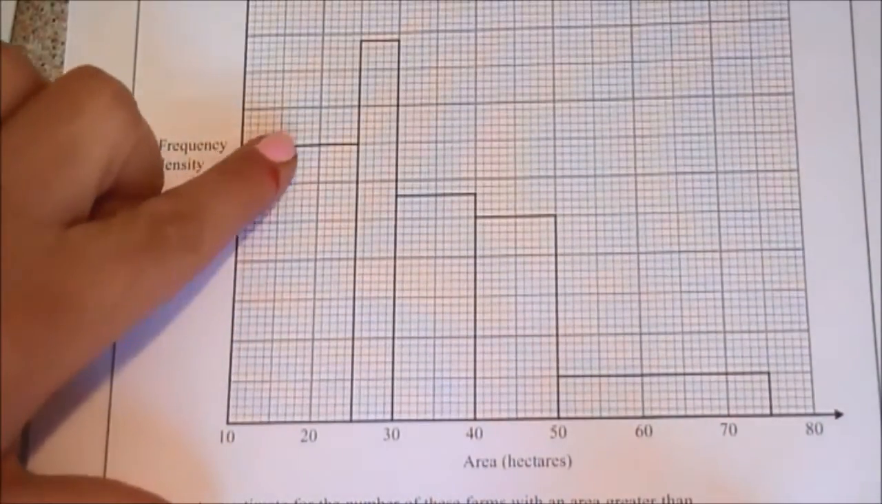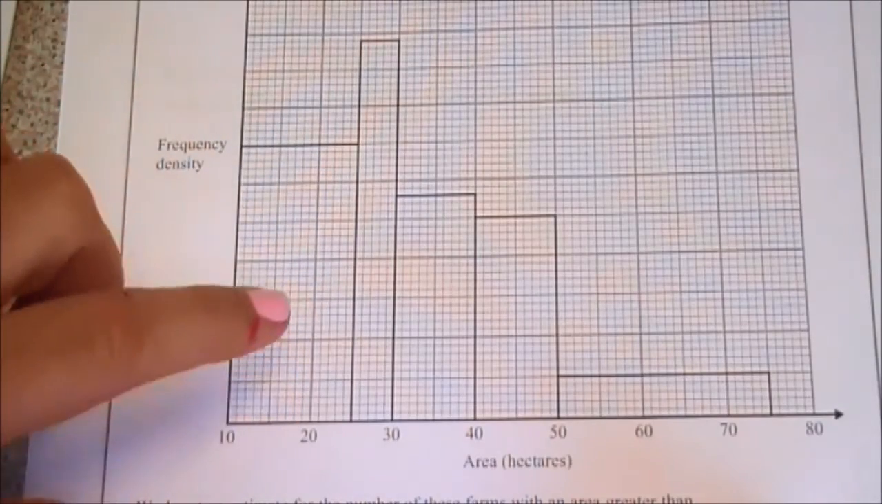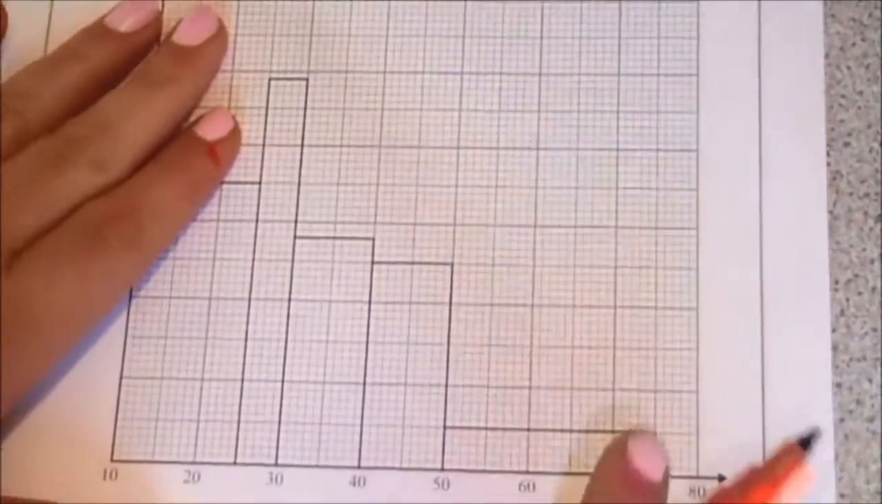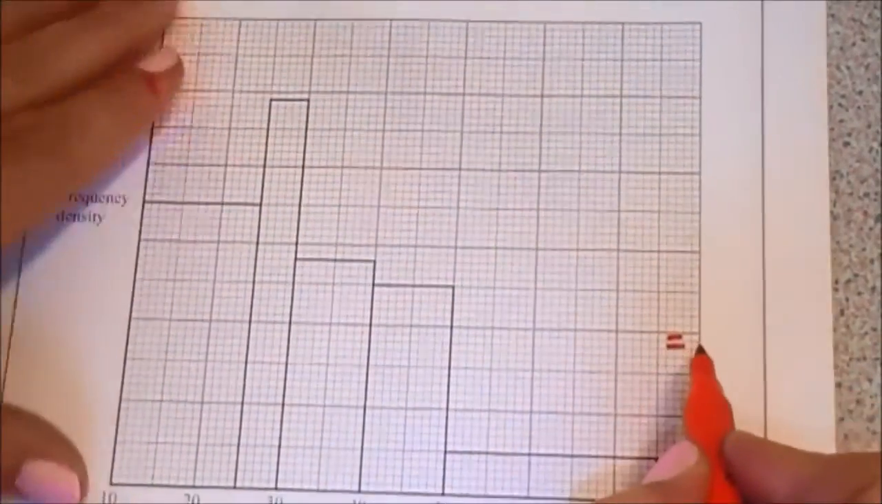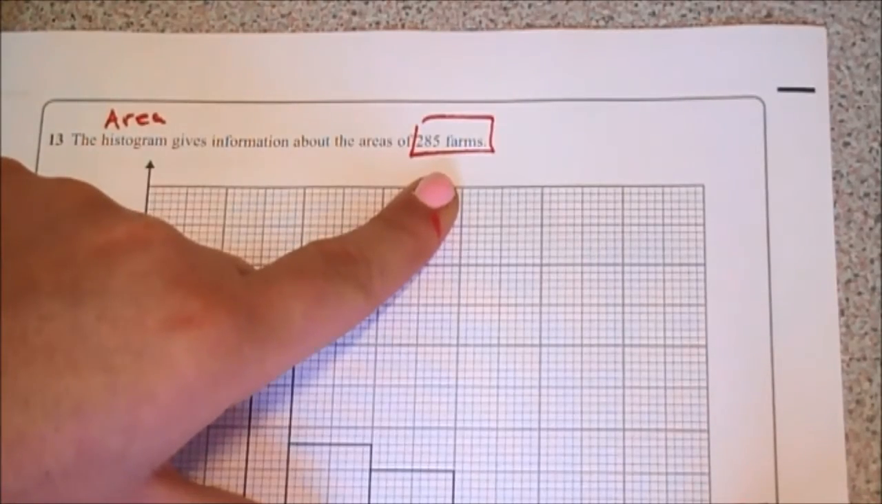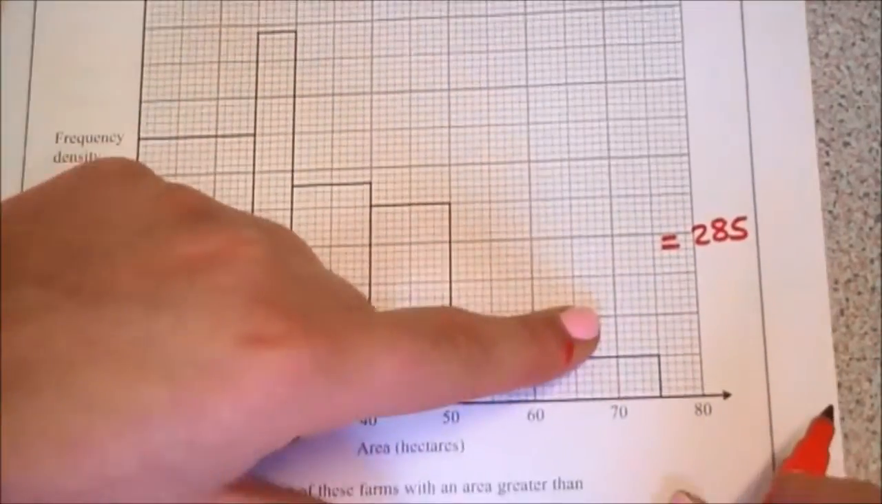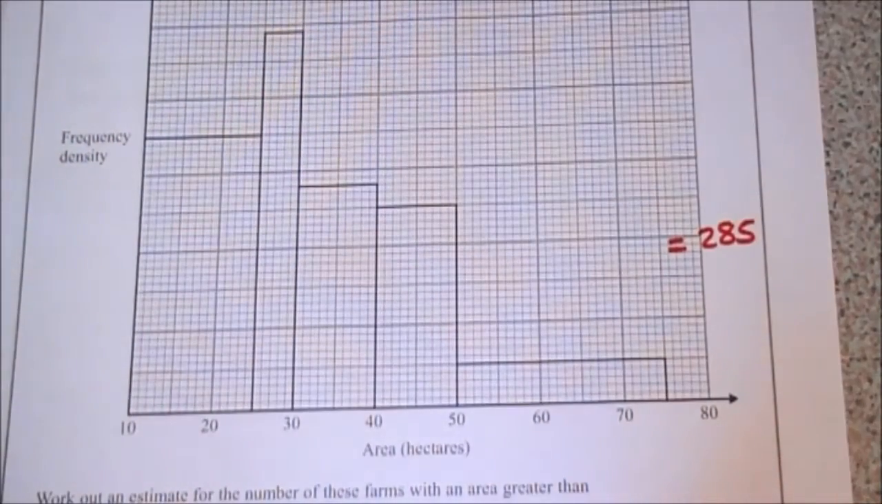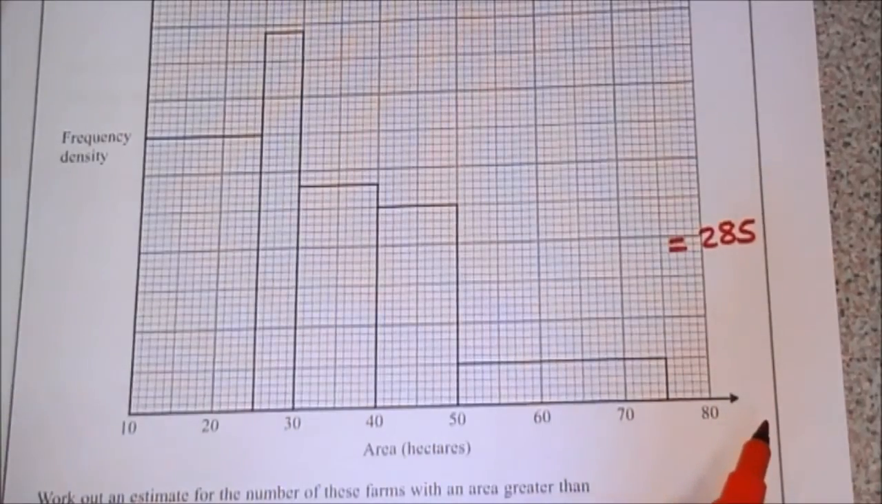And to do that, I need to find the areas of all of these bars. Because whatever the area of all of those bars are equal to, they're going to represent 285 farms. So I'm going to want to find the area of all of those bars, and then that gives me what that is equal to, 285 farms.